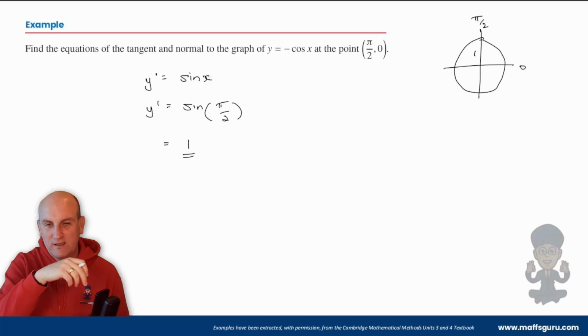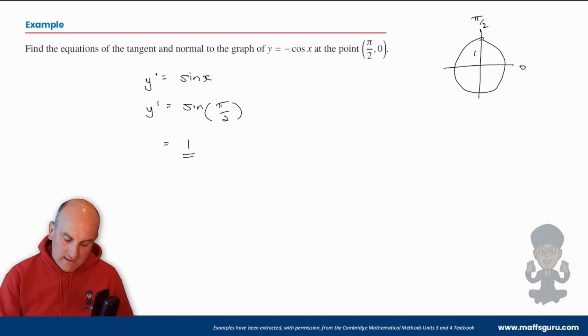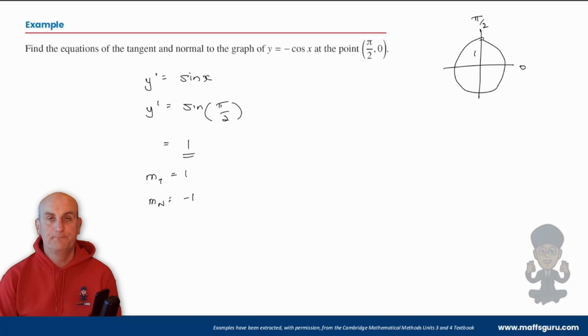And again, there's lots of ways of doing it. You could have done it for your curves. You could have done it for all sorts of different things. So there's my y dashed. Now, knowing that, that is my m of my tangent. Therefore, the m of my normal is going to be minus 1. Why? You're going to reciprocate 1, which is 1, and flip the sign, which is minus 1.